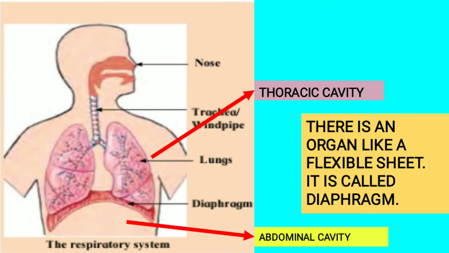How will you pronounce it? Diaphragm. G is silent over here. But when you write, you have to write a G. Example, you will write diaphragm, but when you pronounce it, the G will be silent. That way you will pronounce diaphragm. So this is a flexible sheet which is there between the thoracic cavity and the abdominal cavity.